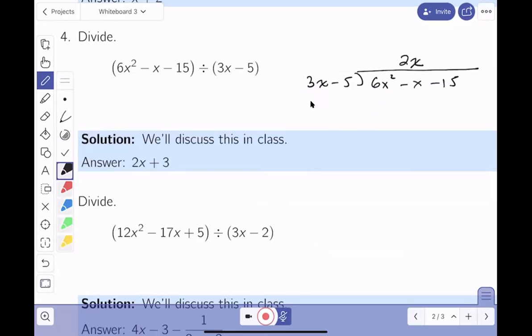2x. Let's multiply that. What do you get? What's 2x times 3x? 6x squared. What's 2x times minus 5? Minus 10x. Now, I'll be honest with you, what I would do here is I would just simply say I'm going to subtract. And if I were just going to subtract, I would say it looks pretty easy for me. It's just 9x.